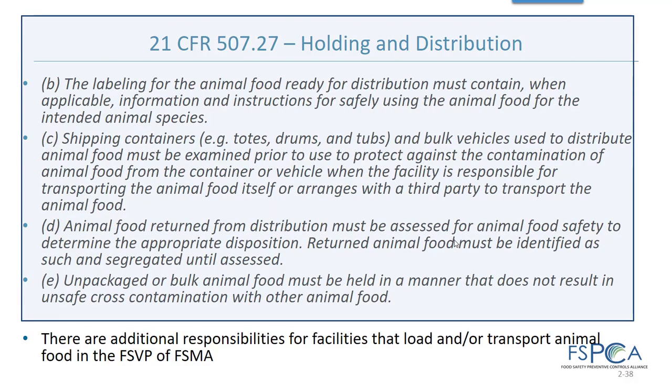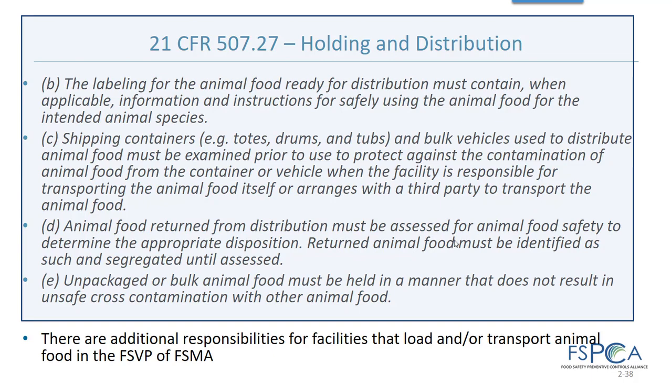Labeling for the animal food ready for distribution must contain, when applicable, information and instructions for safely using the animal food for the intended animal species. So that's going to look a little bit different depending on the facility, but there is, written down there, a requirement that it needs to be labeled with appropriate instructions for safe feeding of the product, particularly when it comes to intended species.